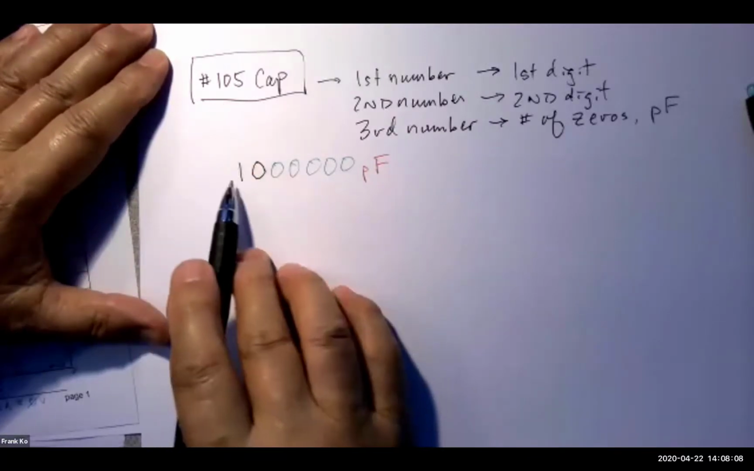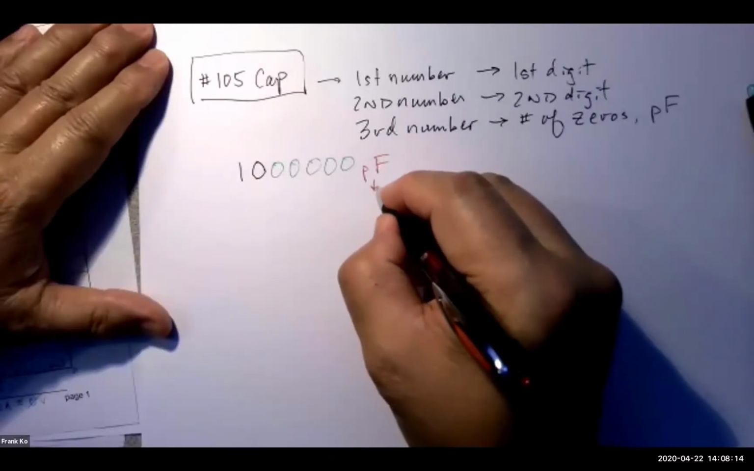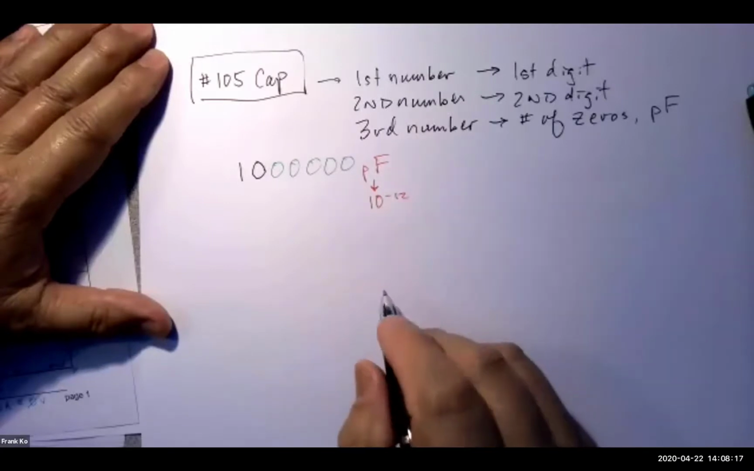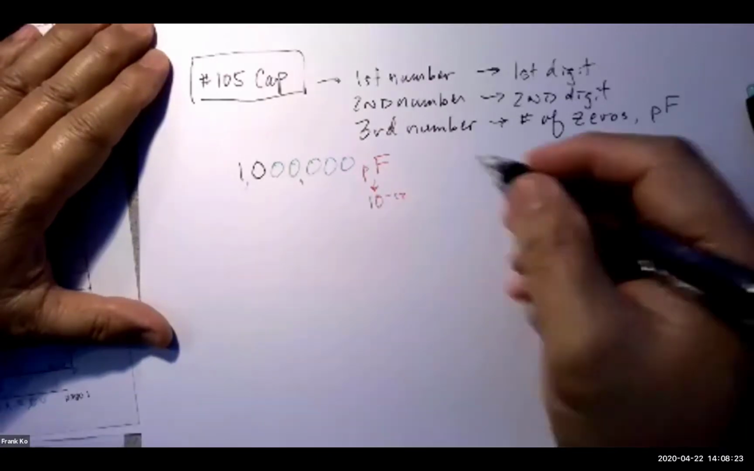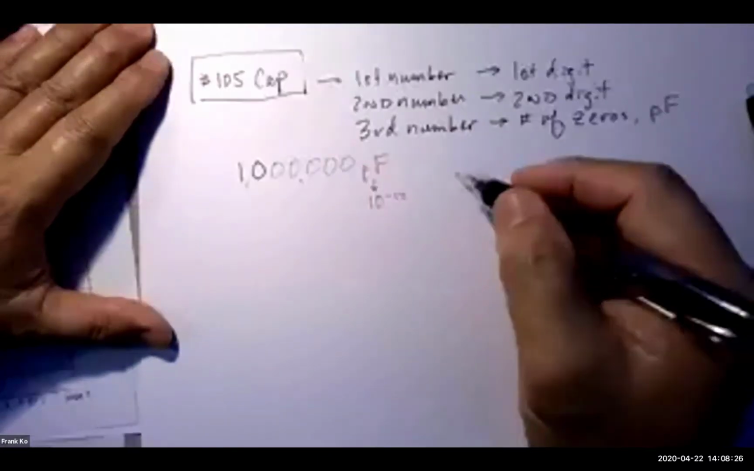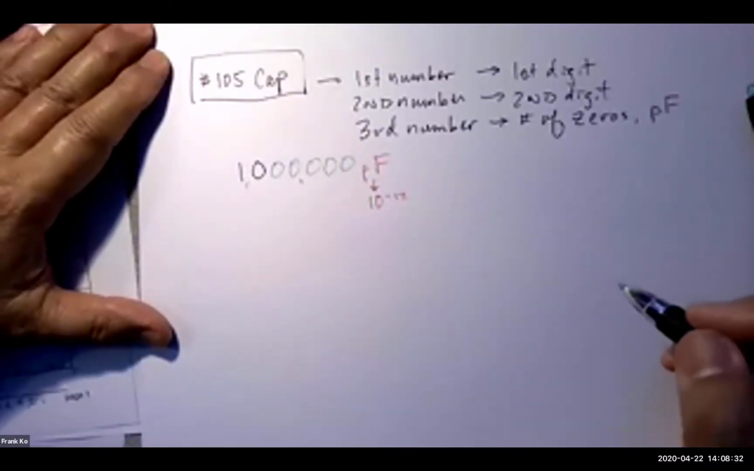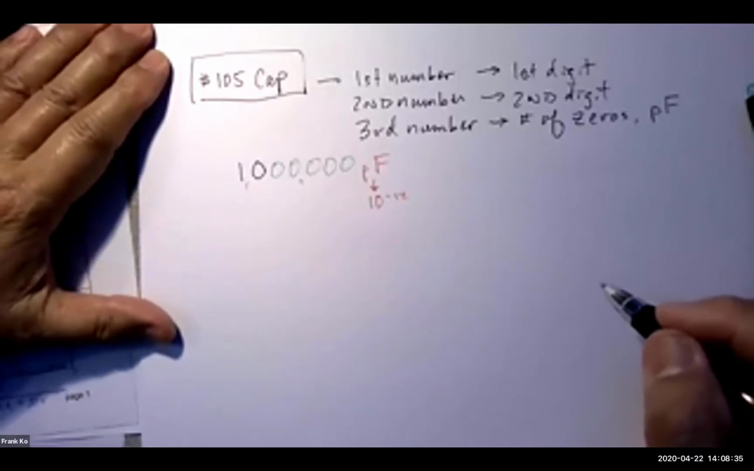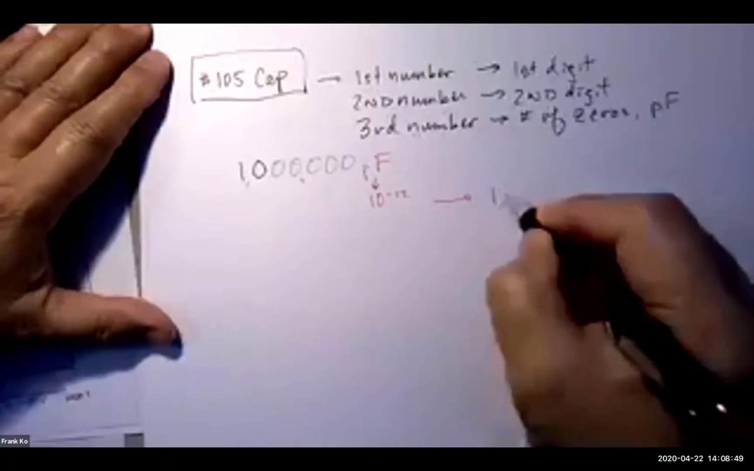So by looking at this number, have we properly interpreted it so far? Hopefully so. The pico is 10 exponent negative 12. So if you go to punch this into your calculator, this should work out to be 1 microfarad, yes? Gabriel? Yes. Yeah, it does. Okay, and this should give you 1 microfarad.